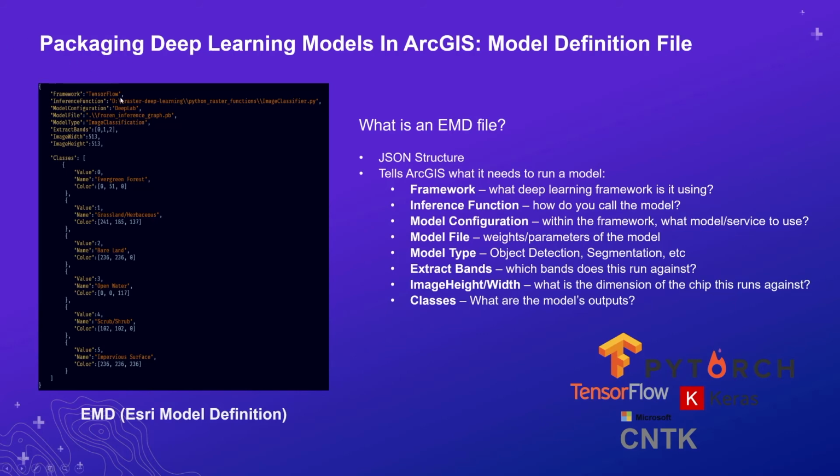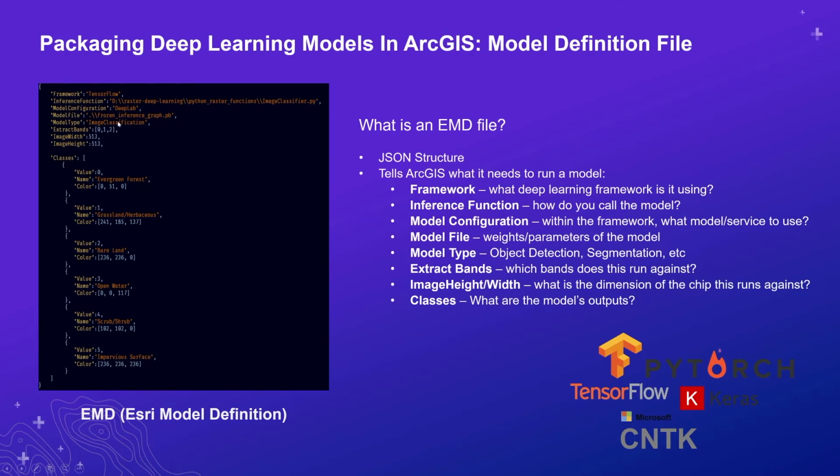This is referencing a local path here, but you actually don't have to specify that directly. You can specify the inference function. In this case, we're using the TensorFlow DeepLab implementation. The model file, so this is the weights file that's included in the DLPK. Right here it has frozen_inference_graph.pb, or protobuf.